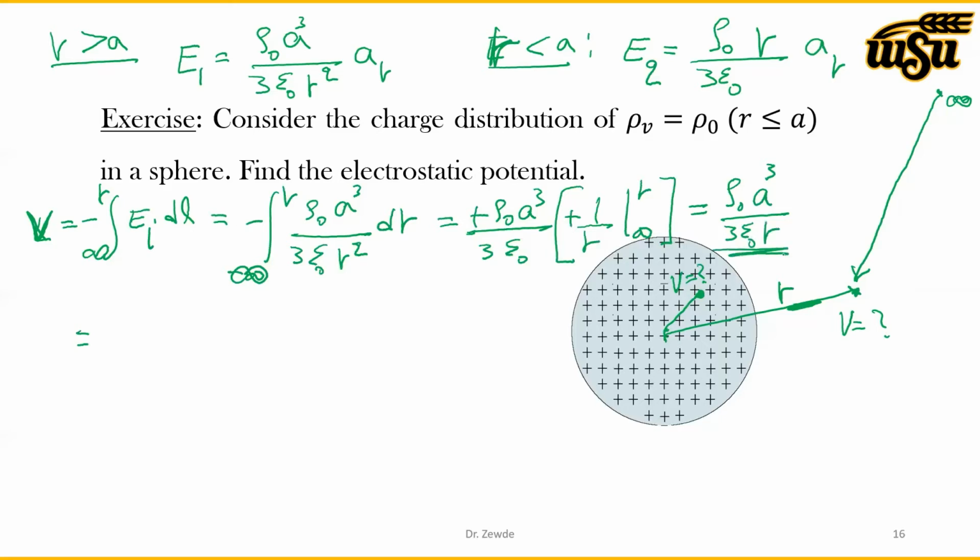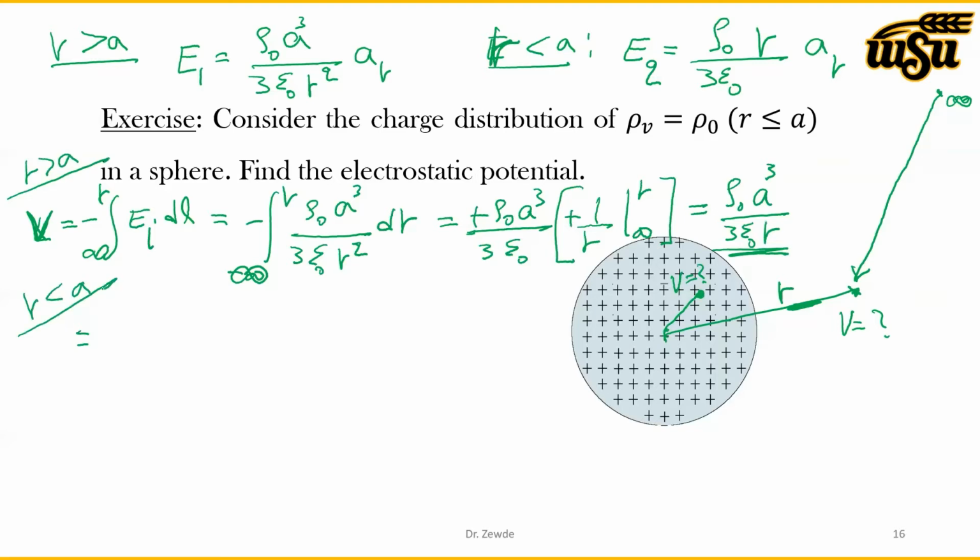So this is the electric potential for outside the sphere. If we want to bring the unit charge from infinity to a distance r from the center outside the sphere, then we use this expression to determine V. Okay, so this is for r greater than a. What if r is less than a?